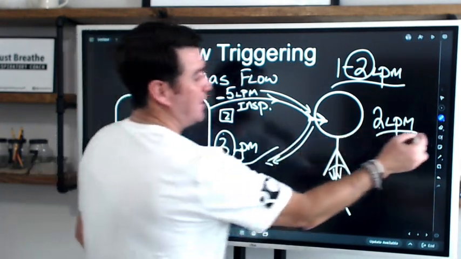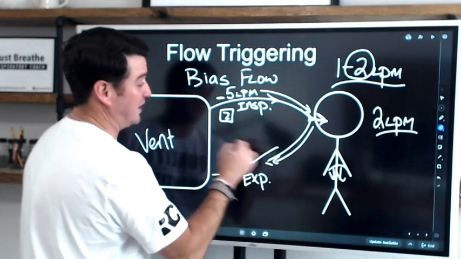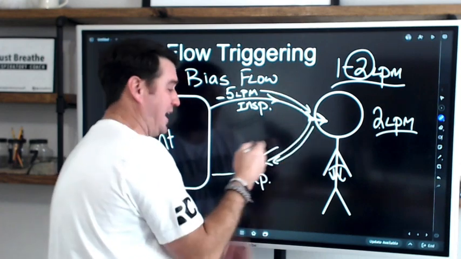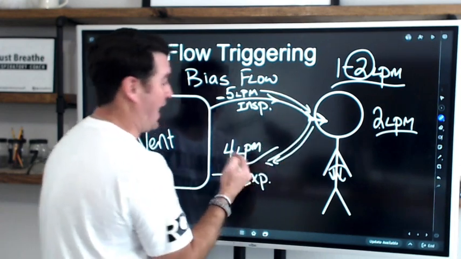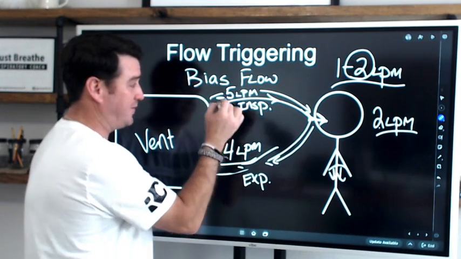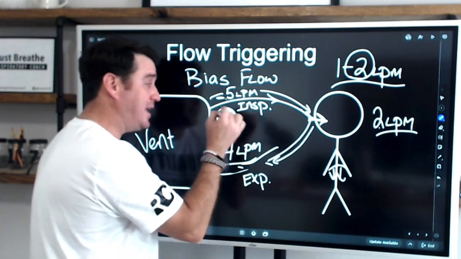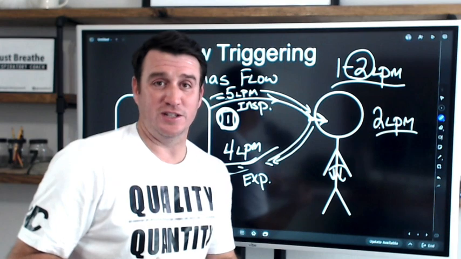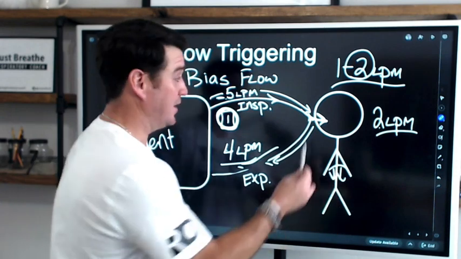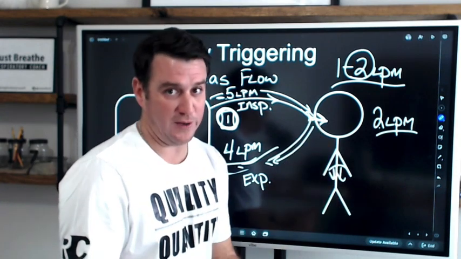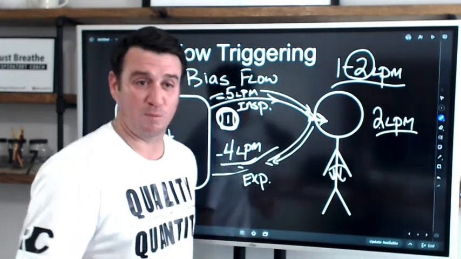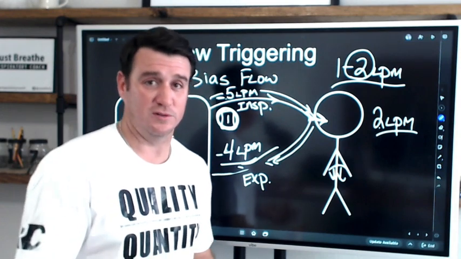Now, what happens if we get 4 liters back? So let's say 5 liters come out, the patient makes a weak effort, and we get 4 liters per minute back. 5 went out, 4 came back. Well, the difference now is only 1. 5 minus 4 is only a 1 liter per minute change in the bias flow. Well, we're set on a 2 liter per minute change. So guess what? The patient tried to take a breath, but it wasn't a strong enough effort. It didn't remove enough flow from the circuit. Therefore, it's not recognized as a breath, and the ventilator is not going to do anything in response to it.